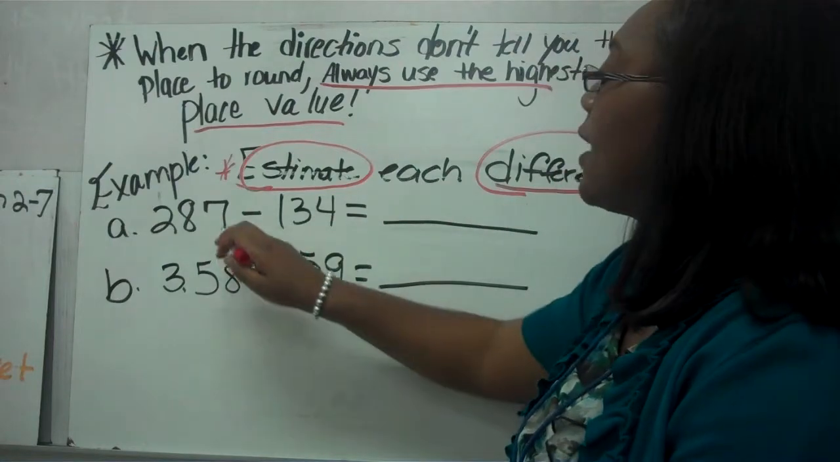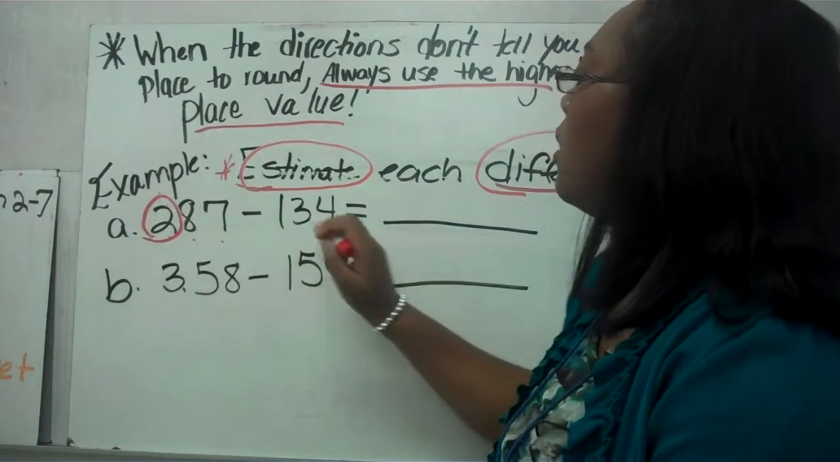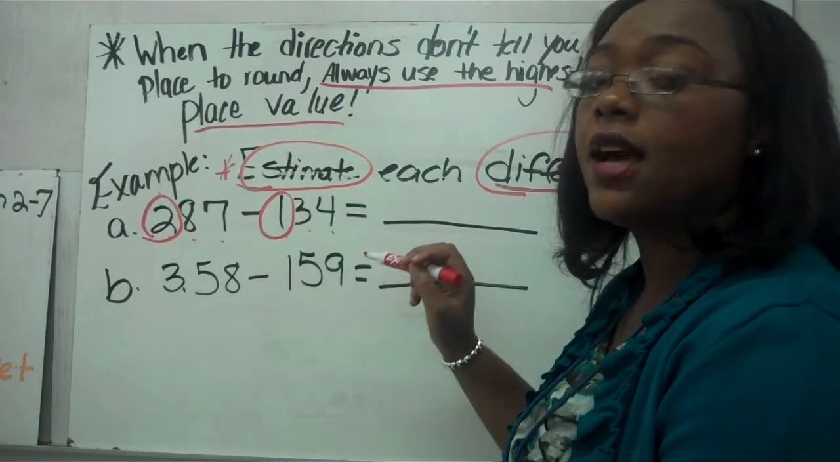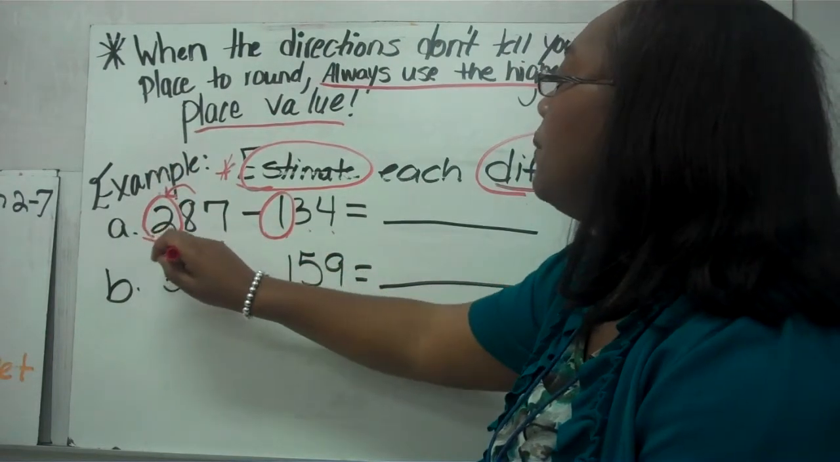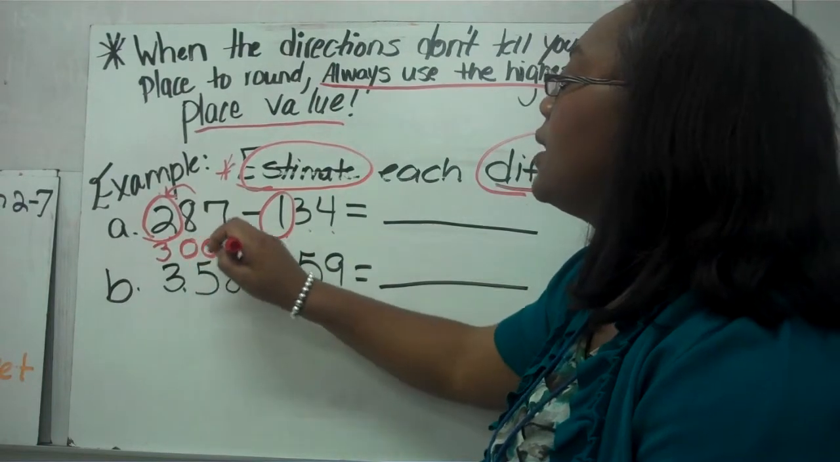In these 2 numbers, I've got 1s, 10s, 100s. The highest place is 100. So that means I'm going to round to the nearest 100. This 8 is telling this 2 to go up to a 3. And now everything else is going to become zeros.